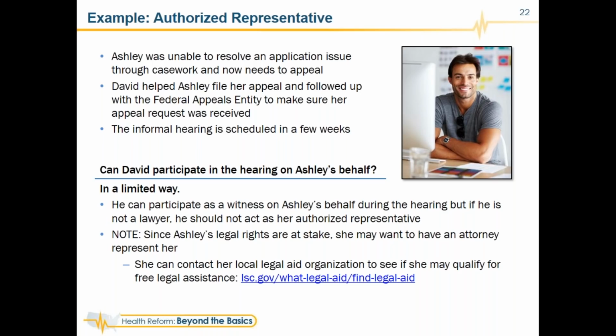In addition, because Ashley's legal rights are at stake, she may actually want to see if she can get a legal representative to assist with her appeal. And we've included a link here to a website. Many low-income consumers are eligible for free legal assistance through their local legal aid or legal services organization. And there's a link here that gets to a directory where consumers can get help.